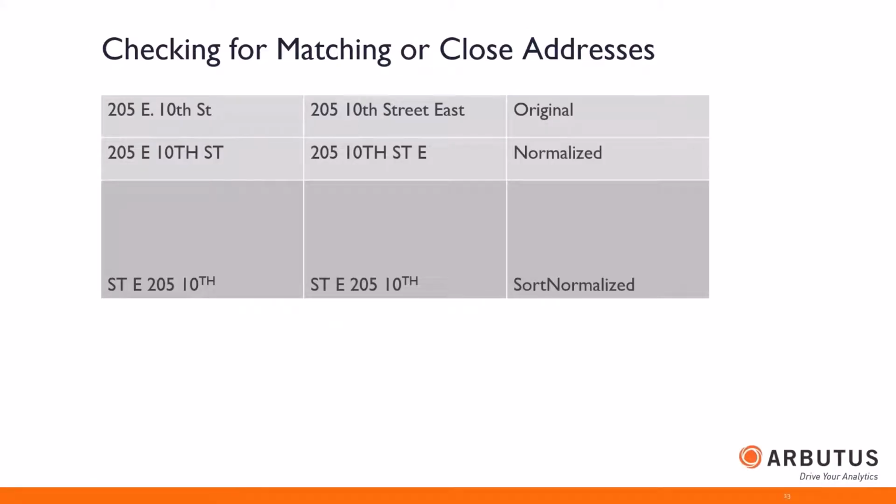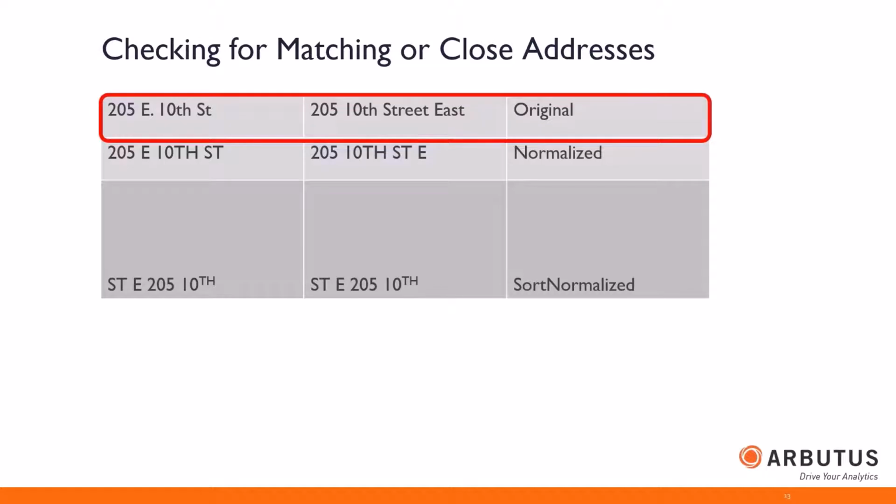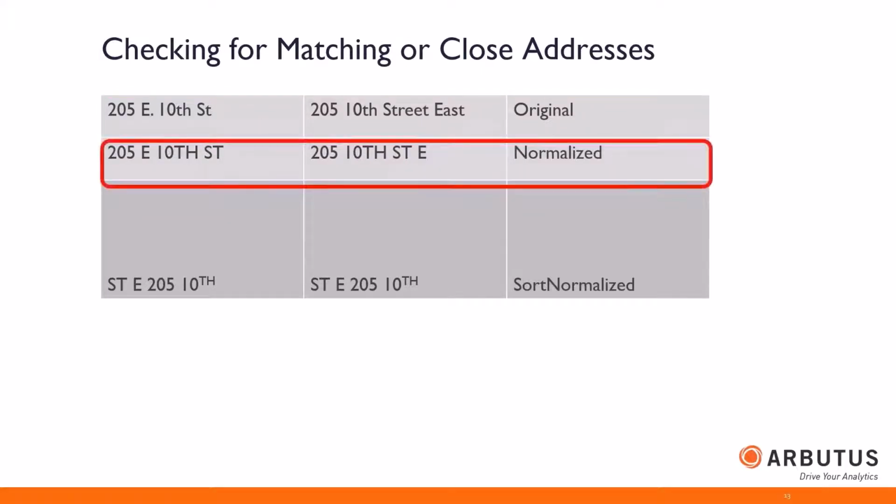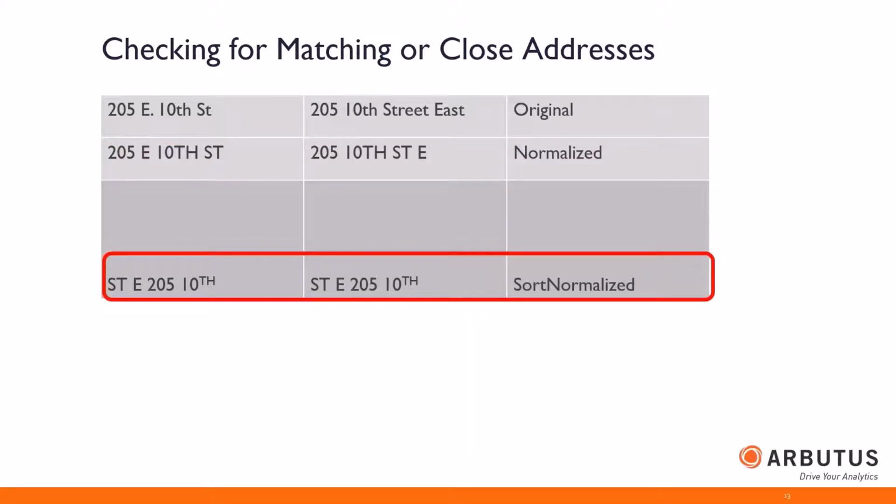So here we go. Top row is the original addresses, on the left in the vendor file, on the right in the OFAC file. Are they literal matches? No, they're not, but they're probably the same physical location. If we normalize that, we've got this transformation. Closer, but it's not a literal match. Finally, if we sort normalize, it's a visual and literal match.